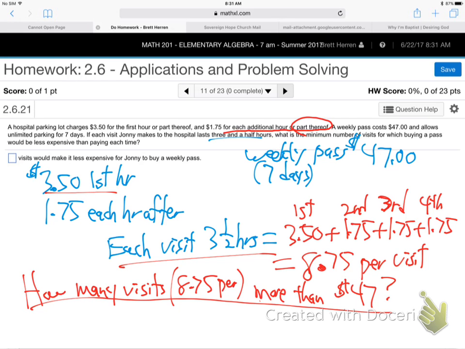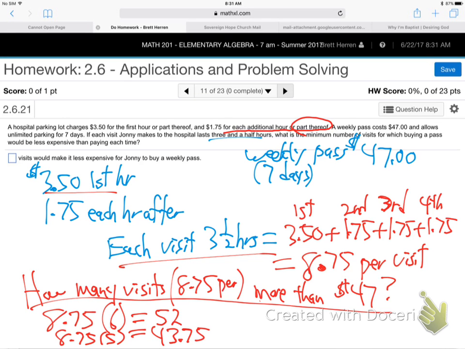So I would just take my calculator. Am I making any sense, right? They're saying, how many visits would make it better for Johnny just to buy the pass? The $47 pass. So how many $8.75 visits would actually go over 47 and he would be better to just buy the $47 pass? So I would just take my calculator and try it out. 8.75 times, what is it, 5 or 6? 6. What is 6? It's 52. So that goes over. 8.75 times 5 didn't go over. What's 8.75 times 5? 43.75. So that's not over. Yeah, so 6 days it's over.